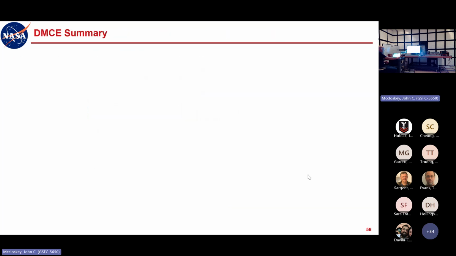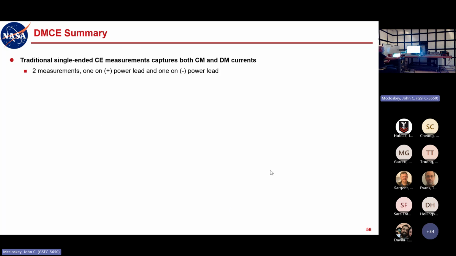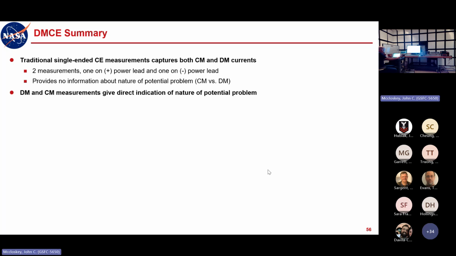So, summary of differential mode. Traditional single-ended conducted emissions measurements capture both common mode and differential mode currents. You're making two measurements, one on each lead, and it provides you no information about the nature of your potential problem, whether it's common mode or differential mode.